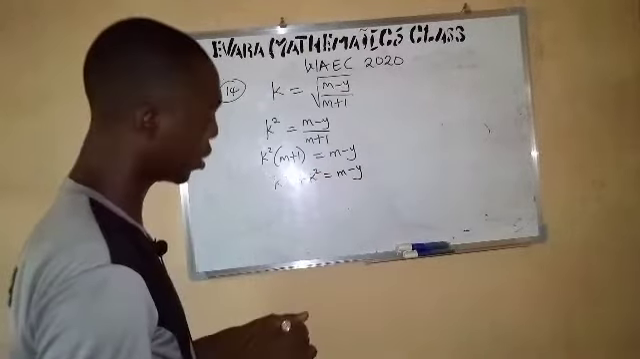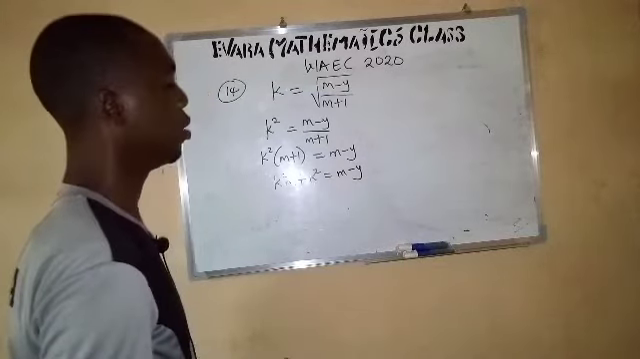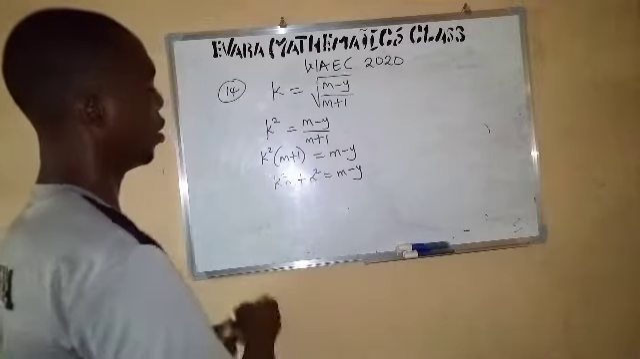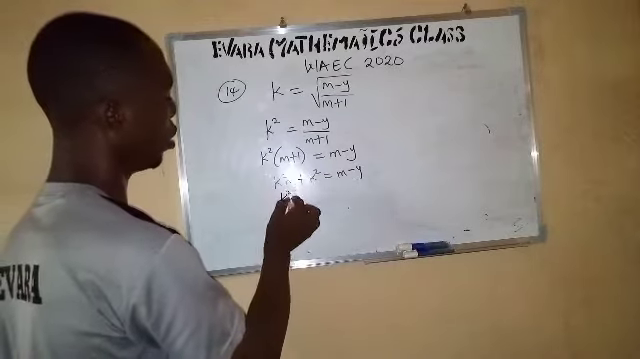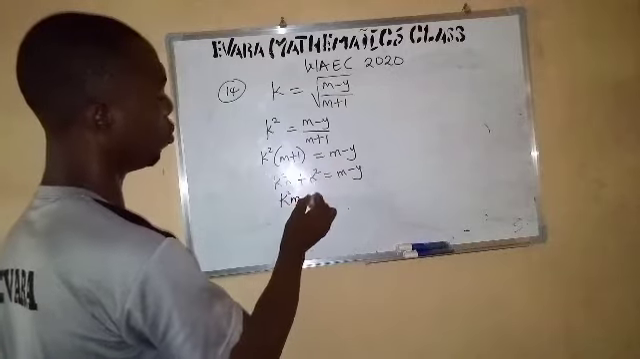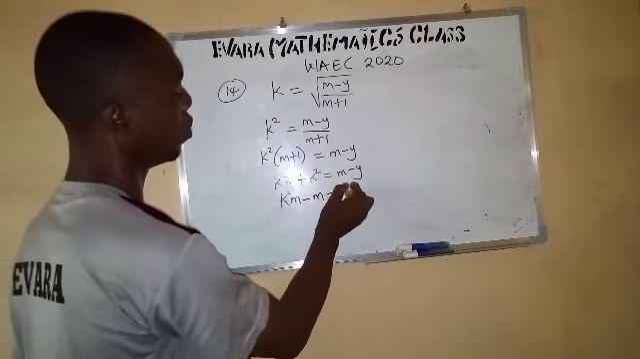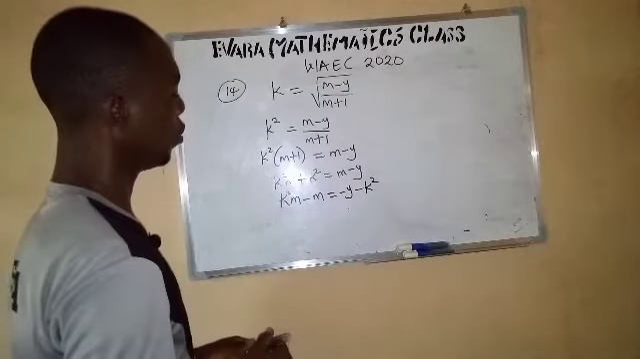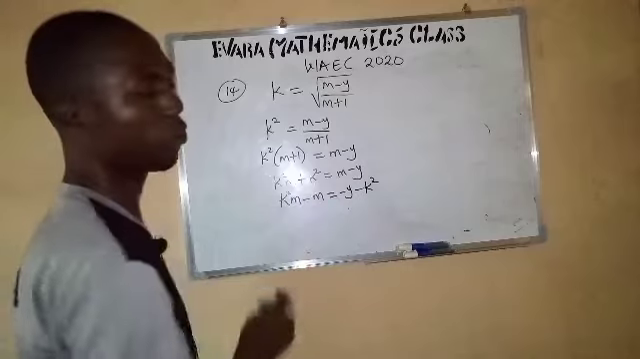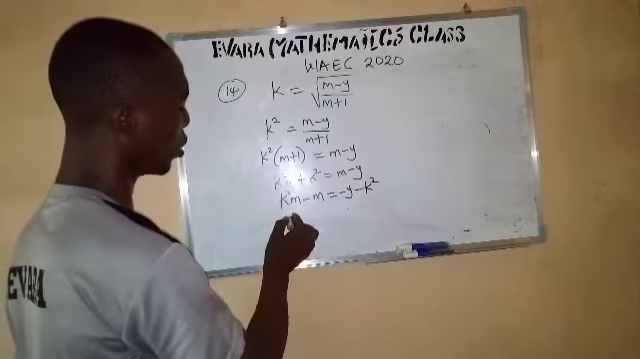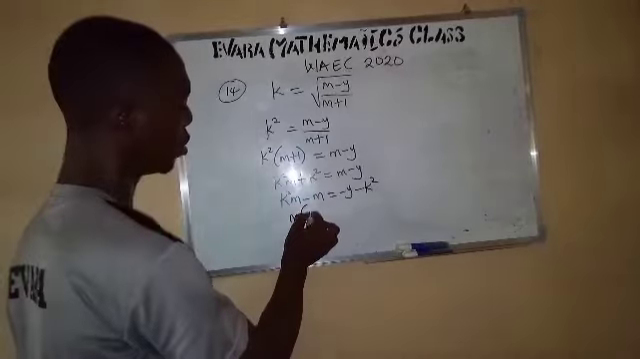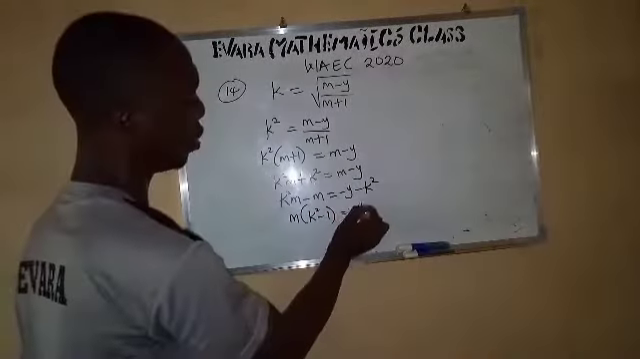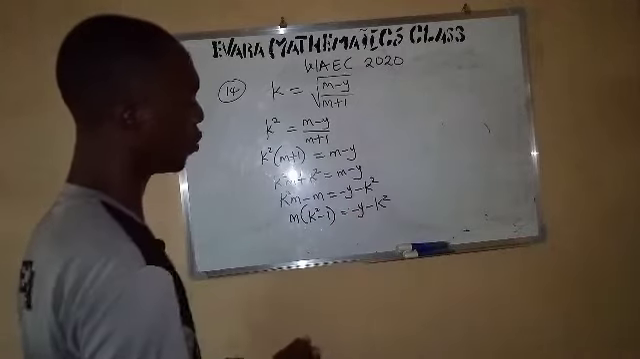And since we are asked to make m the subject of the formula, we'll select the ones that carry m to one side. This is k squared m. This one will come here, it will become minus m, equals minus y minus k squared. So now we can see that m is common to both of them. That means we can make it m bracket k squared minus 1 equals minus y minus k squared.